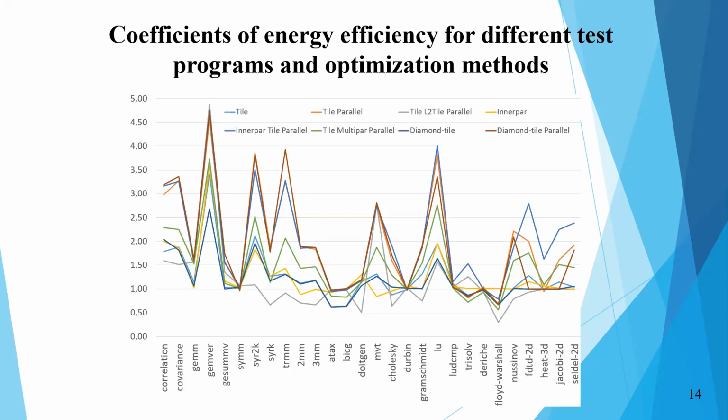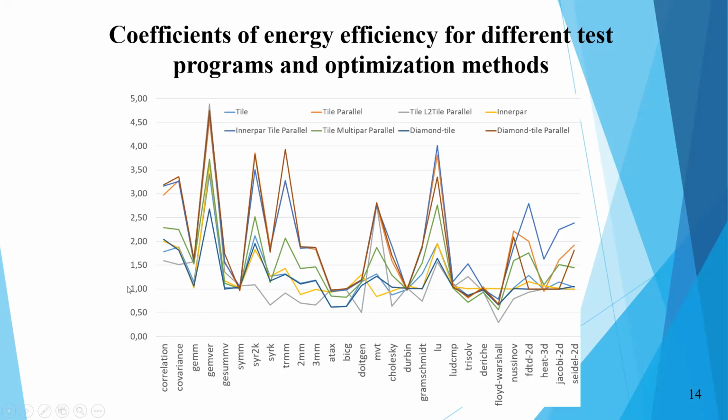So when we did it, we obtained such a plot. On the plot, you can see different values for different optimization methods, which are mentioned on the top of it. The horizontal axis shows different test programs which we used. It's about 25 of them. And the vertical axis is the energy efficiency coefficient.